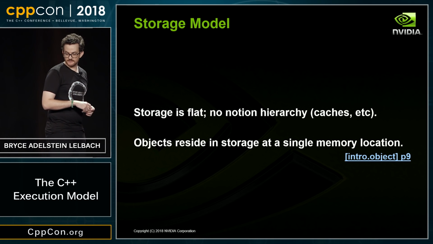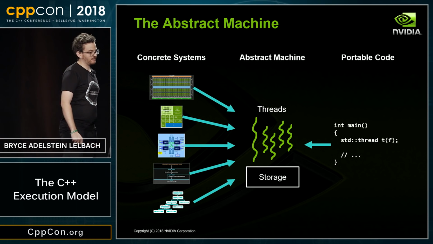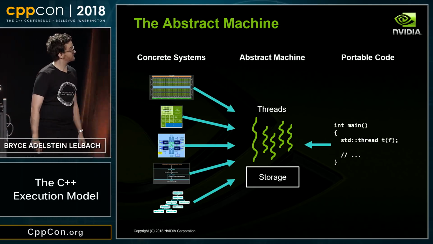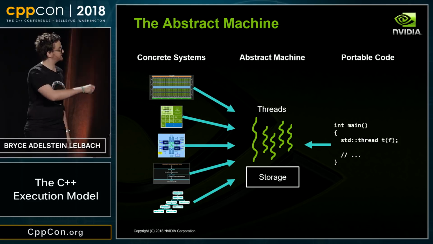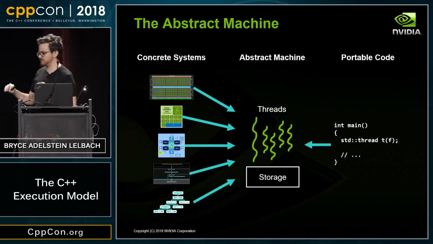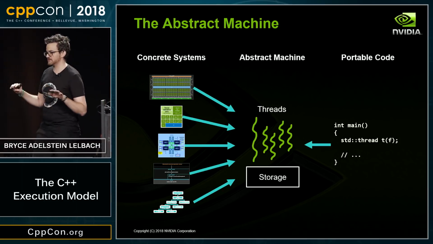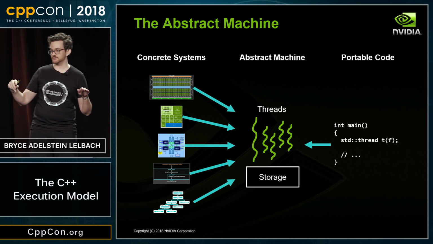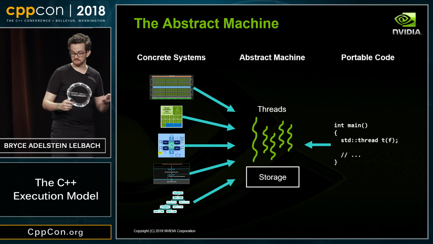In this diagram, I illustrate the core parts of the abstract machine, which is really two things. There's threads, and then there's a flat storage space. C++ at its core is just threads of execution, evaluating functions that operate on objects that are in a flat storage space. That's it. It's a very simple model.